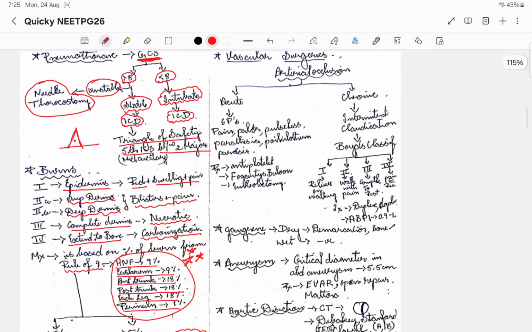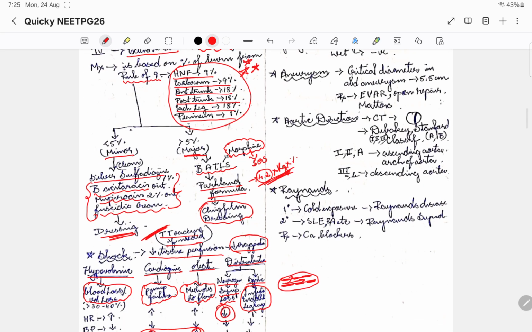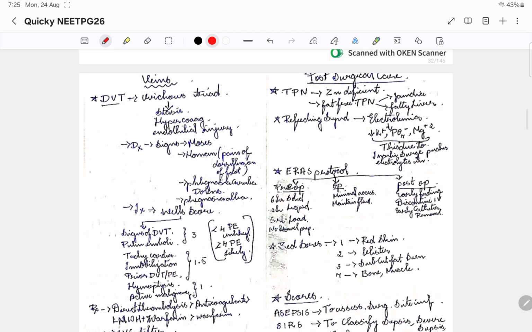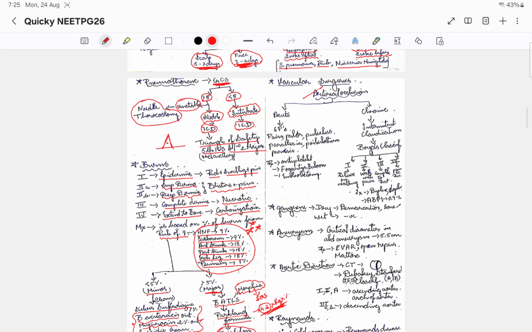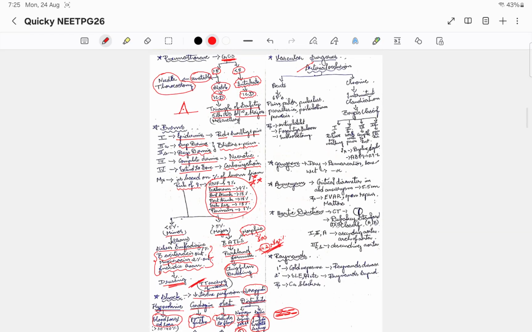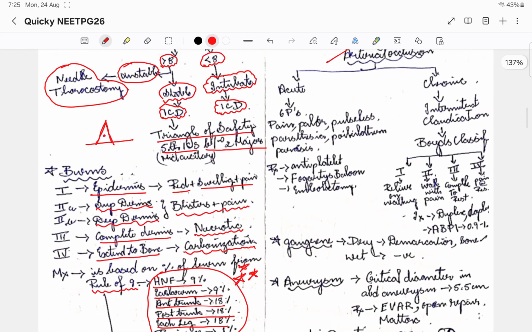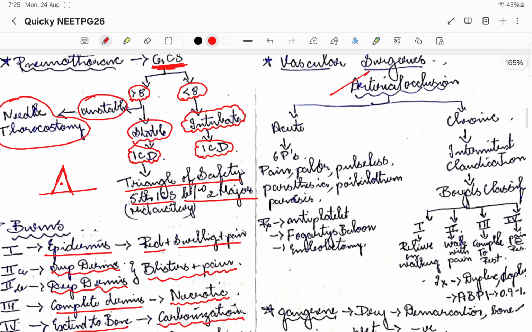Okay, now coming to the two most important topics, that is vascular surgery, that is arterial occlusions, and then coming to veins, venous pathologies, that is DVT and varicose vein. Okay, so the two most important things will be covered here, and will be done for general surgery. Okay, so what is it? In vascular surgeries, we'll start with arteries first.